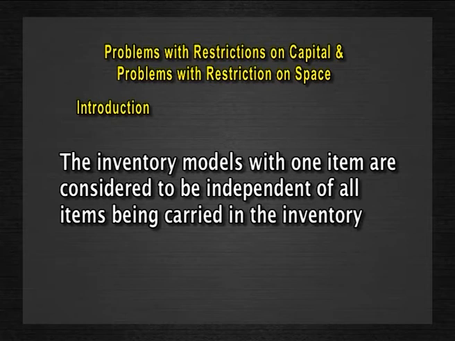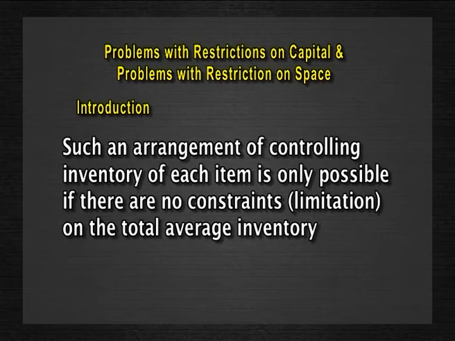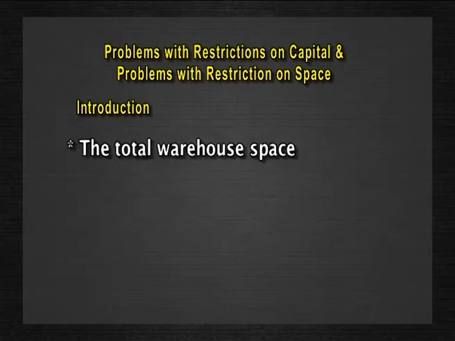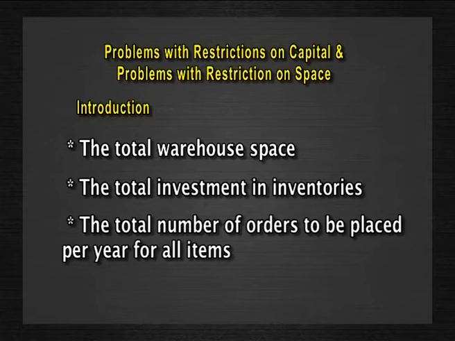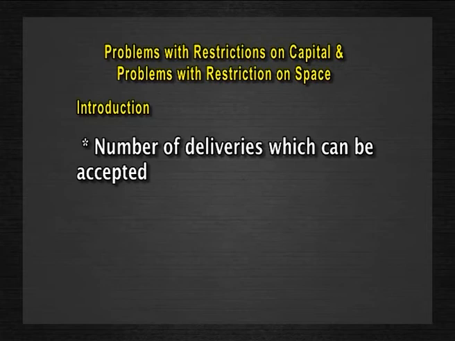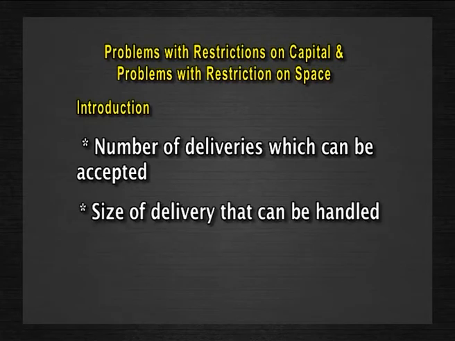The inventory models with one item are considered to be independent of all items being carried in the inventory. Such an arrangement of controlling the inventory of each item is only possible if there are no constraints or limitations on the total average inventory. These include the total warehouse space, the total investment in inventories, the total number of orders to be placed per year for all items, the number of deliveries which can be accepted, the size of delivery that can be handled, etc.